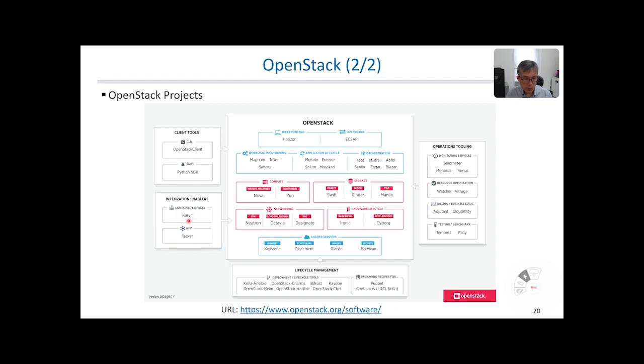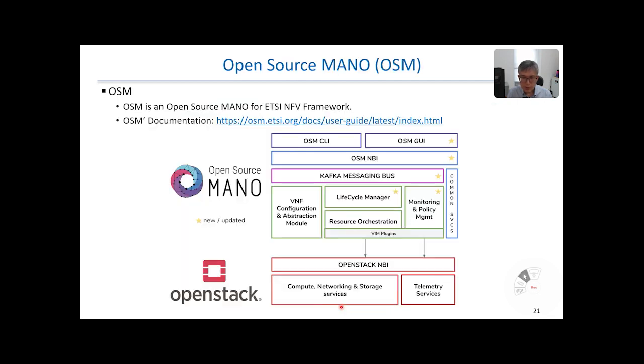For container services, Kuryr, and for NFV, Tacker is used. And then the operation tools, the monitoring service, resource optimization, billing, and the business logic, testing, and benchmark projects are used. And for lifecycle management, deployment and lifecycle tools, we have several tools, and also packaging recipes for OpenStack. You can visit this OpenStack page to see those kinds of ongoing projects.